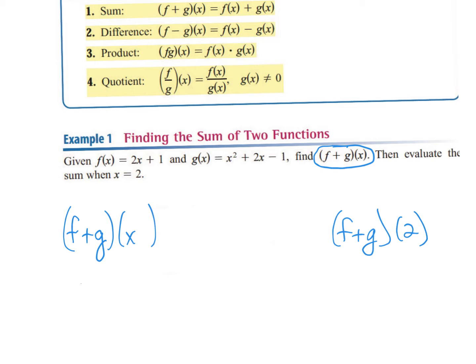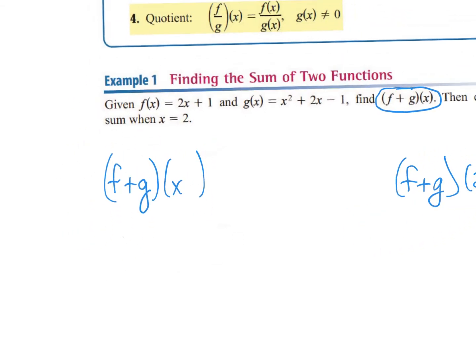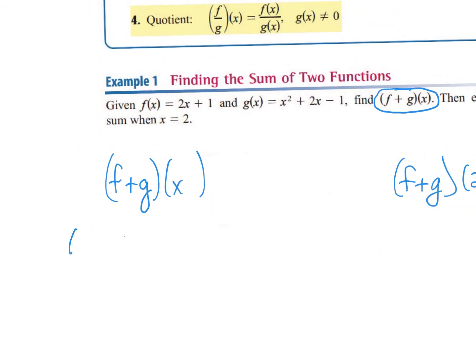So on this left-hand side, all they're asking you to do is take the f function, so I'm going to write it, 2x plus 1, and then the g function, which is x squared plus 2x minus 1, and then want them combined. You are literally combining like terms.